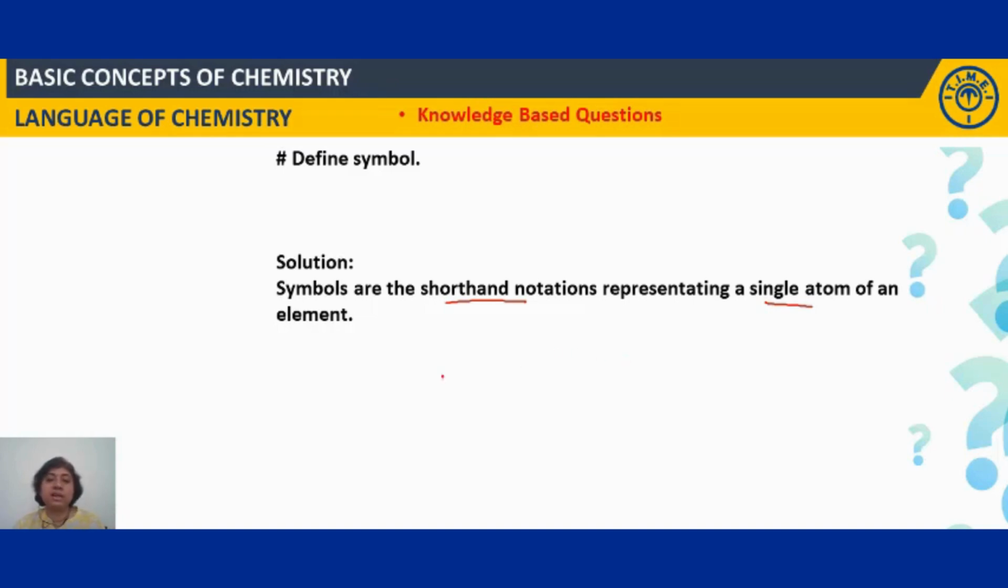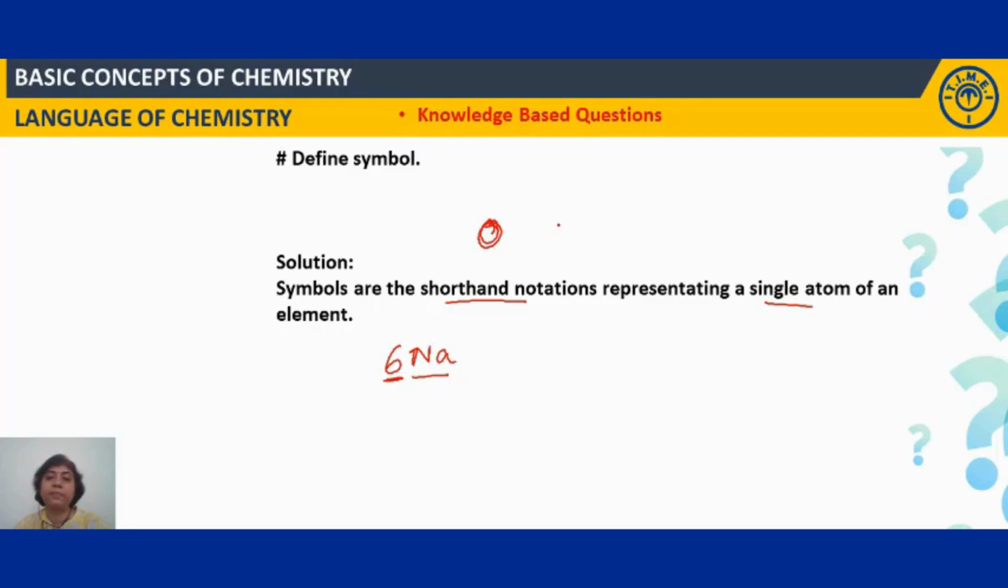Shorthand notation, single atom. Suppose sodium's symbol is Na. If I write Na, then it is showing one single atom. If I write 6 Na, that means the coefficient 6 is representing 6 atoms of sodium. One more example I will give you. Oxygen, it is a symbol. O, it is a symbol, right?